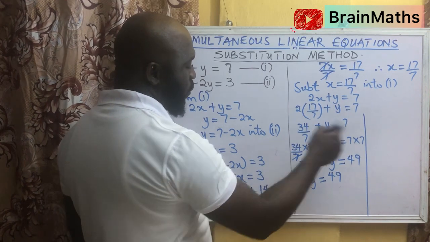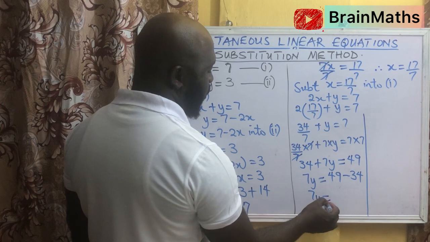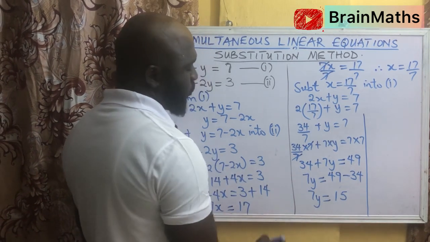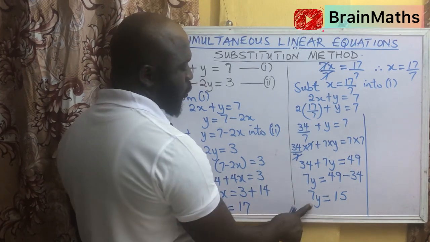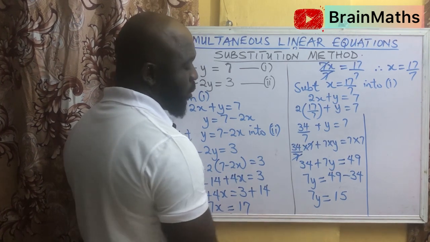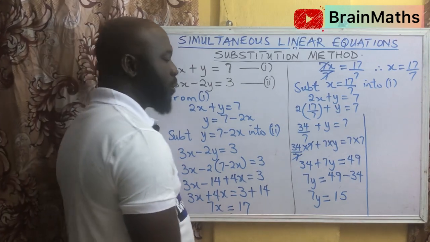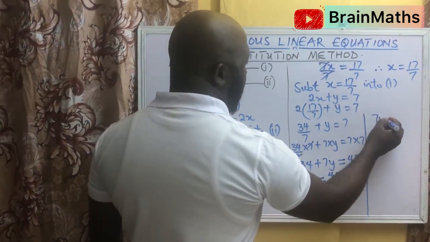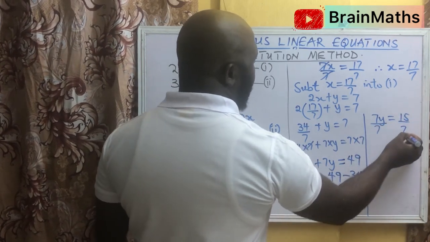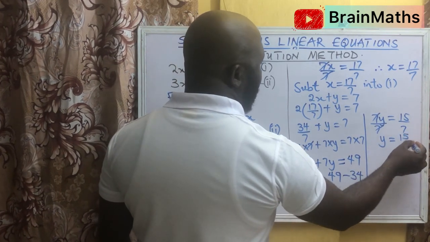34 is positive. When it goes out, it becomes negative. And our 7y is going to become 15. So 7y equals 15. Since we are looking for the value of y and we have a coefficient of 7, we have to divide both sides by the coefficient of y, which is 7. So this leads us to 7y equals 15, dividing both sides by the coefficient. So therefore, our y is 15 over 7.